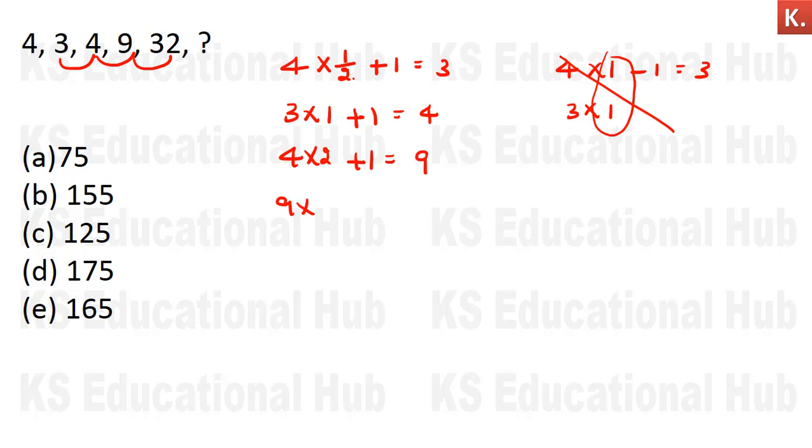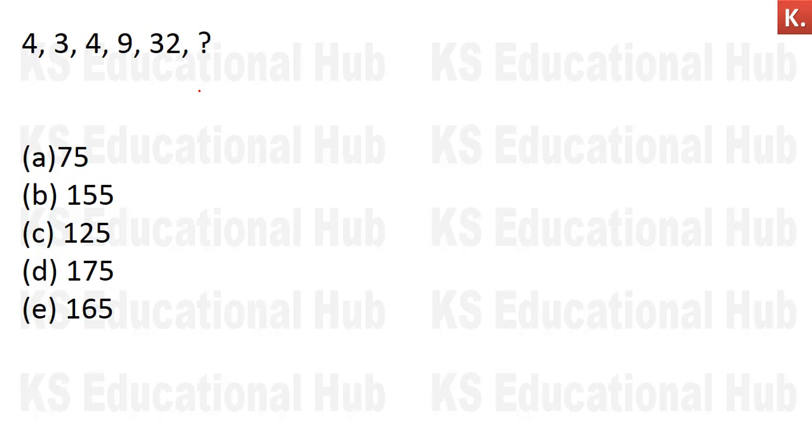So 9 into, see, the multiplier from 1 to the next one had to be 4, right? So 9 into 4 is equal to 36, plus 1 would be 37, but here it is 32. It is not following. So what I am going to do here is 9 into 3. 9 into 3 is 27. 27 plus 1 had to be 28, but it is not 28, it is 32. So whatever logic I have applied here, it is not following. So we have to try it in a different way, right? For that reason, what can be done?